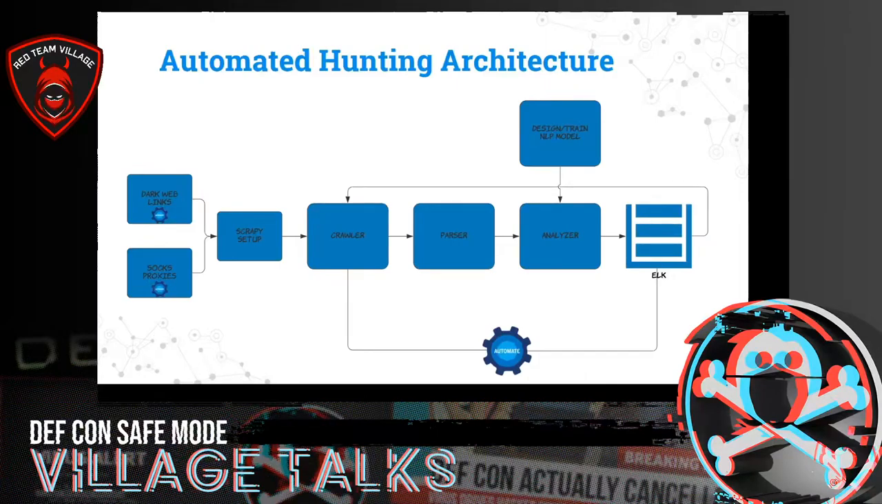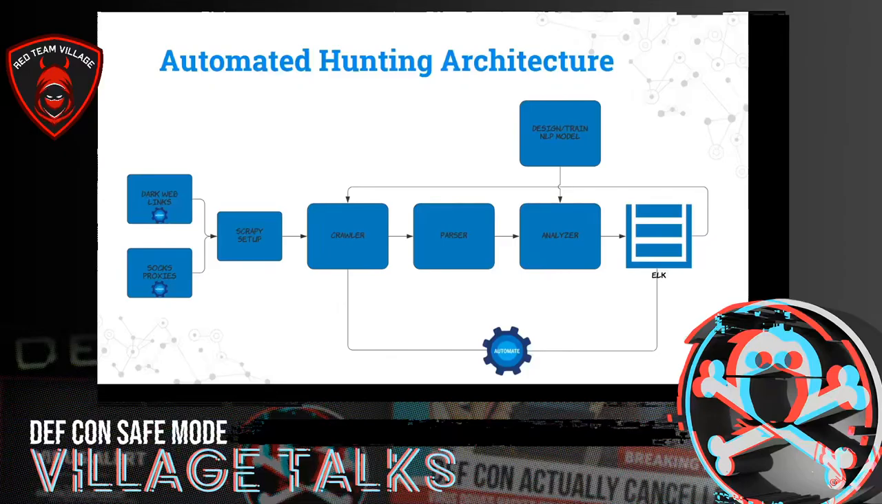So this is the automated architecture that I have been using. I will go through it one by one. I have an automate icon for the tasks that can be automated, and the only ones that don't have it, I think, are the Scrapy setup and designing and training the NLP model. It's hard to automate that part, so I will discuss it. First of all, you need to get the forum links or the market links. You can write a simple script to gather data from different search engines, like Recon and other search engines, where you can get all the forum links. So that can be automated.